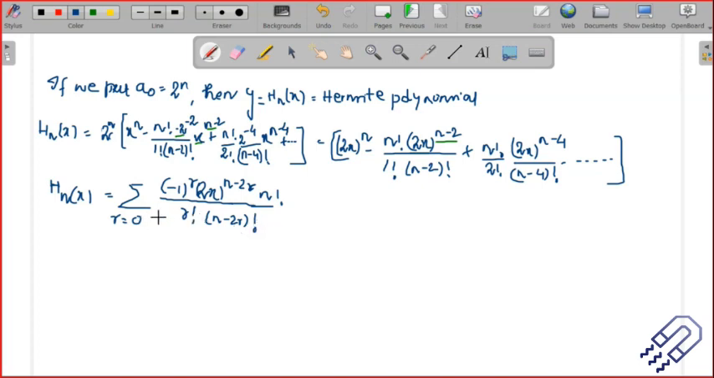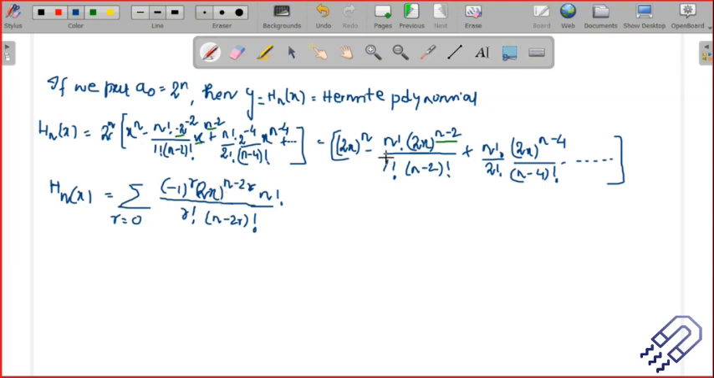You can check here. I put r equal to 0. Do we get the first term? R is equal to 0, this is 1, this is 2x to the power n. This is 0, this is not there, because this is factorial n and this is factorial n. So factorial n will get cancelled out, and for r equal to 0, factorial 0 is 1. So I'll be left only with 2x to the power n.